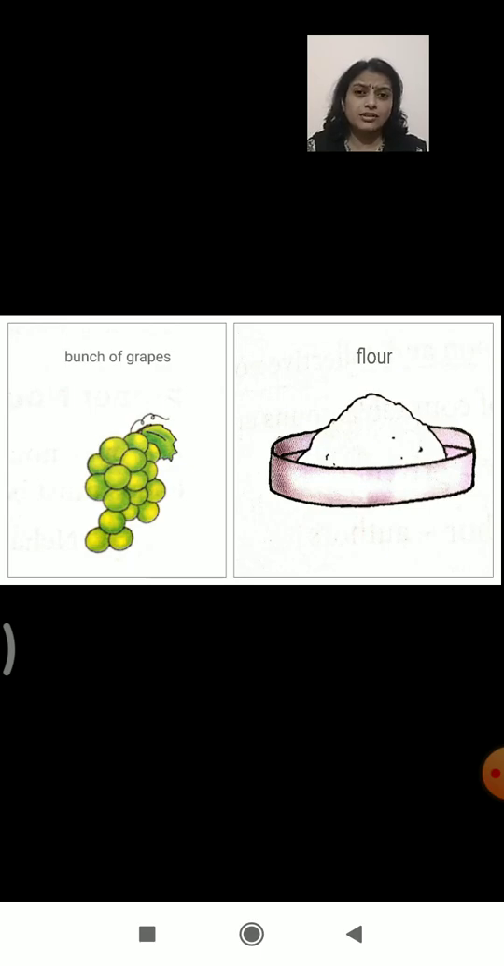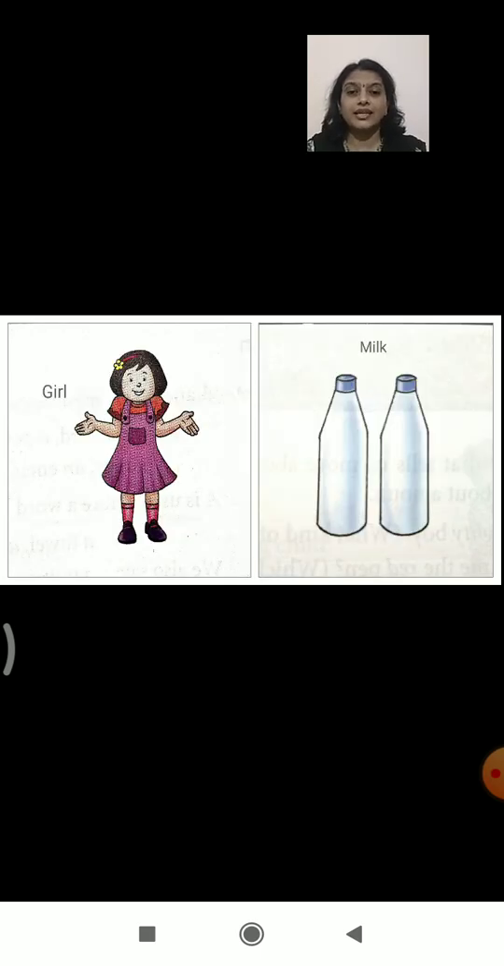Can you count 1 flower, 2 flower? No, you need something, again, a measuring unit, a cup of flour or a kilo of flour, half kilo of flour, isn't it? Then here one more. You can see a picture of a girl. Yeah, you can count 1 girl, 2, 3 girls.